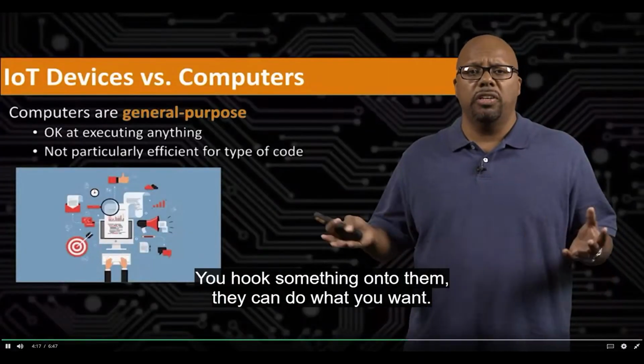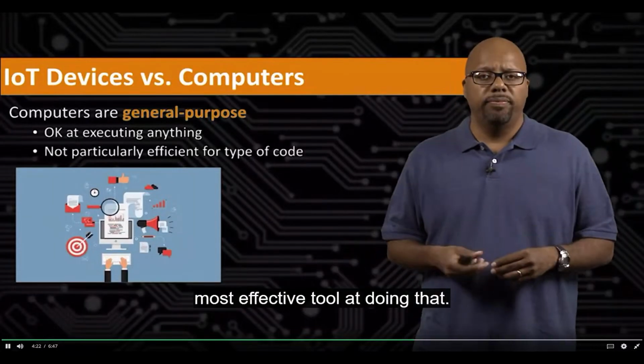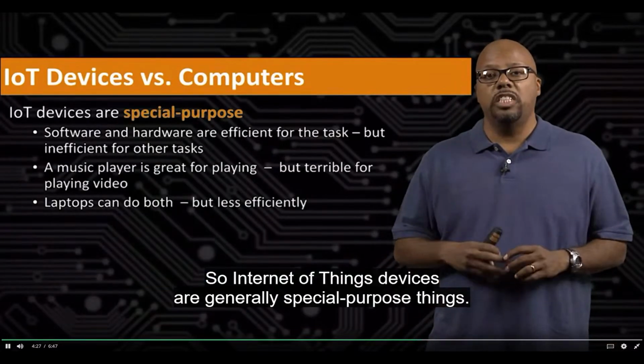So computers are general purpose. They can do whatever you want. You hook something onto them, they can do what you want, but they are not necessarily the most efficient, most effective tool at doing that. So Internet of Things devices are generally special purpose things.